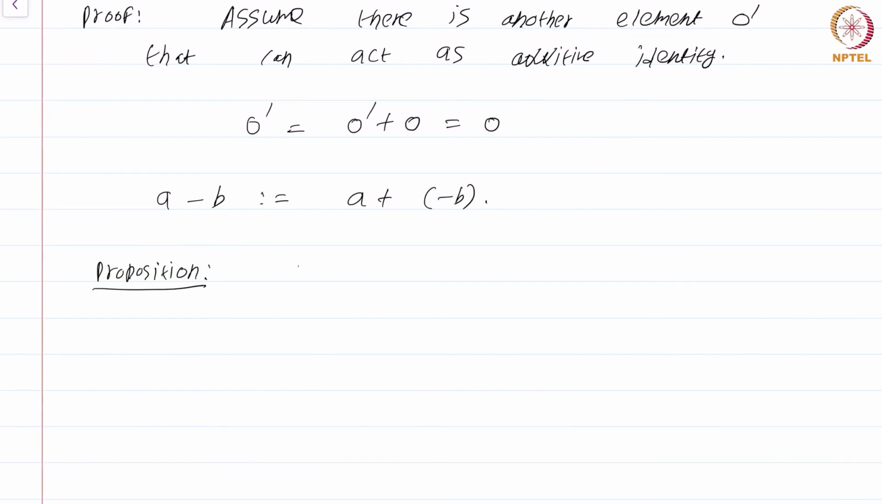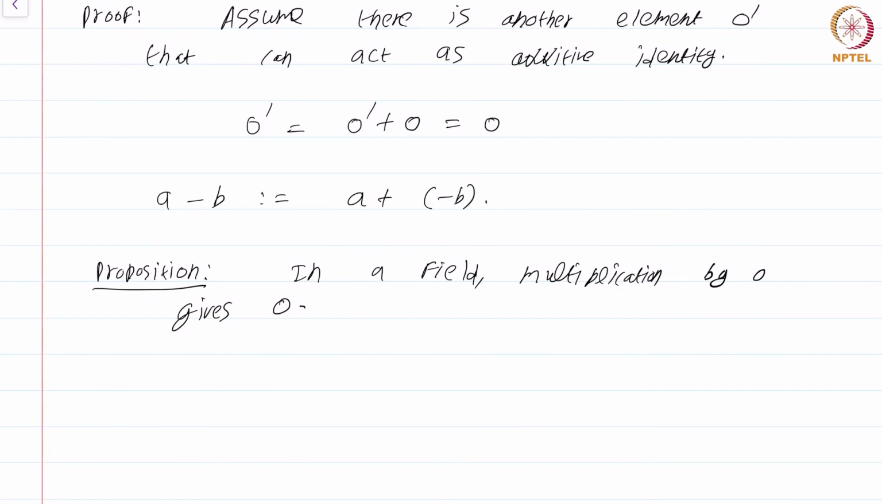In a field, multiplication by 0 gives 0. Well, I'm proving a into 0 is 0. This might seem comical, but I'm going to use only the algebraic properties of the field to do it.